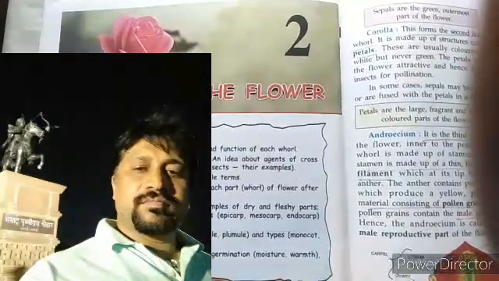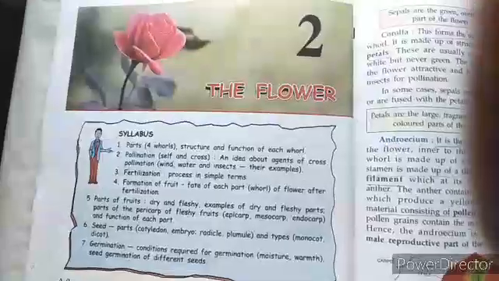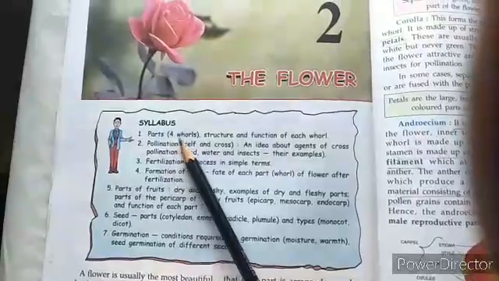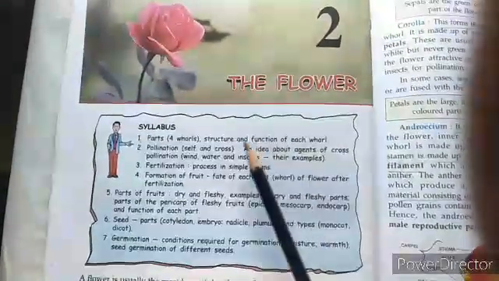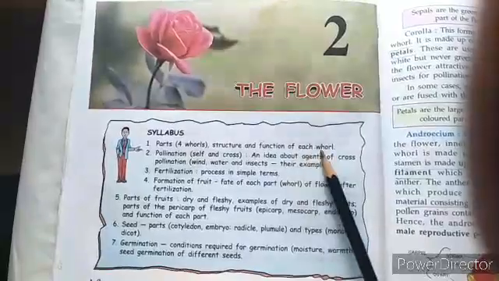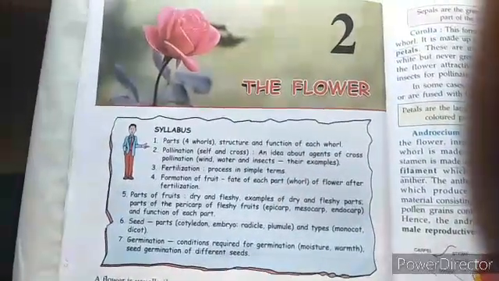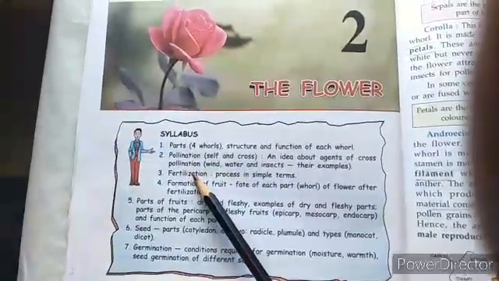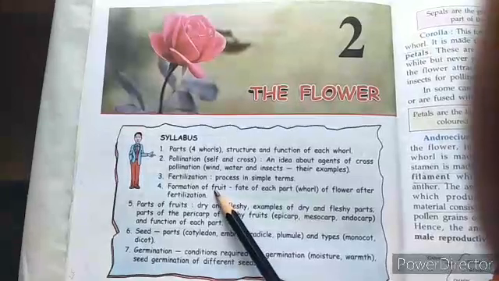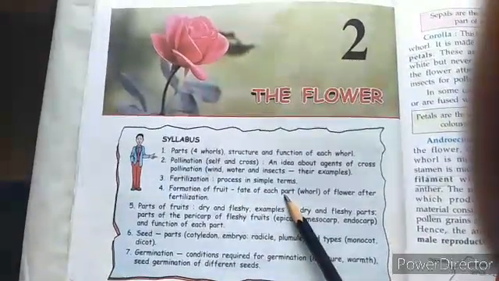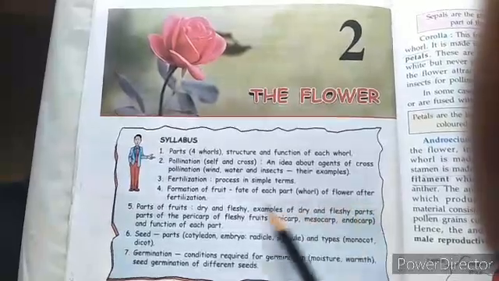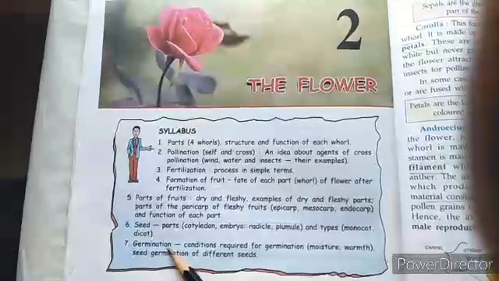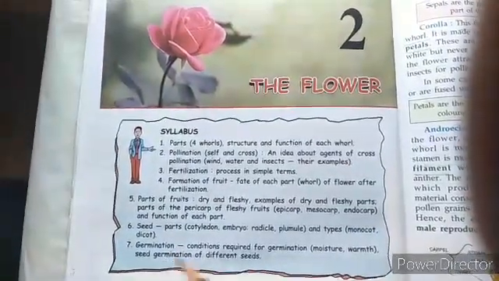Today we will be covering the flower, the parts of the flower, and the structure and function of each whorl. In the following videos after this, we will be covering pollination, fertilization, fertilization of fruit, fate of each part of the flower after fertilization, parts of fruits, seeds, and germination. So let us start.